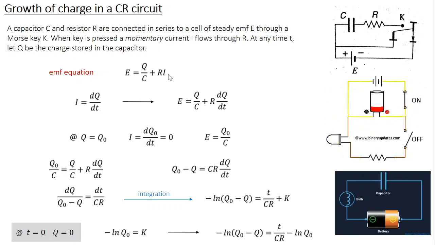Now, what's my aim? I need to understand growth and decay as a function of time. So I do not have an explicit time dependence in this equation, right? Now I need to introduce a time dependence. I know that current I is nothing but the rate of change of charge, so I can write I equal to dQ by dt. Substitute for I in this equation. It becomes E equal to Q by C plus R into dQ by dt. Now you have a time dependent equation. When you solve this, you get Q as a function of time.